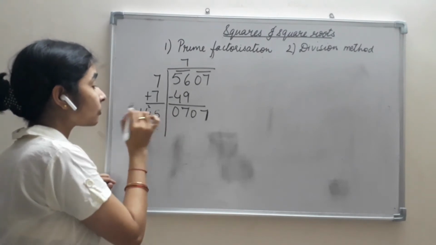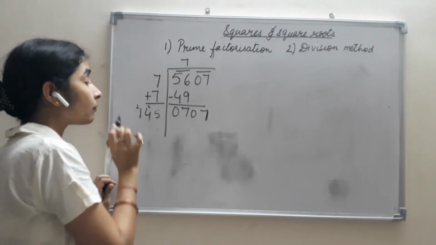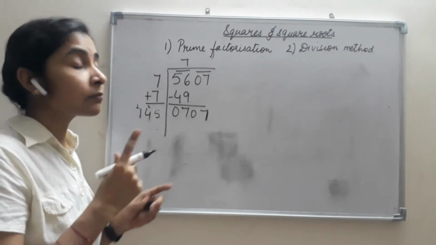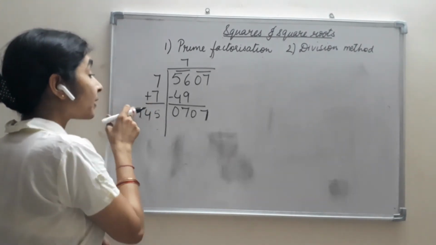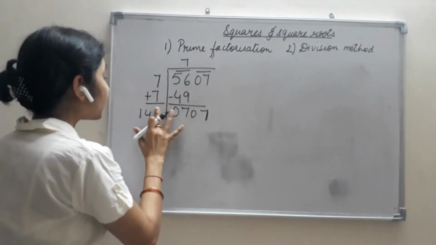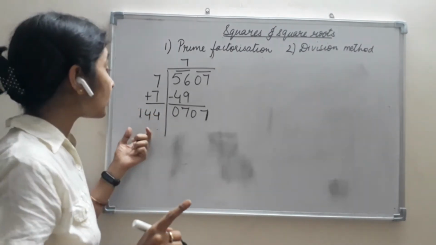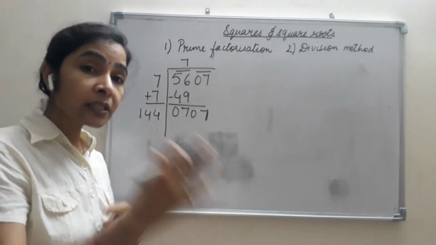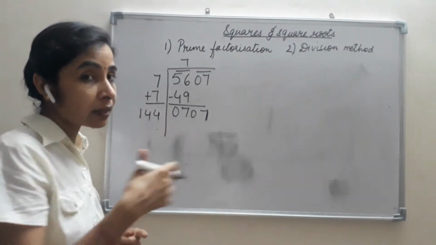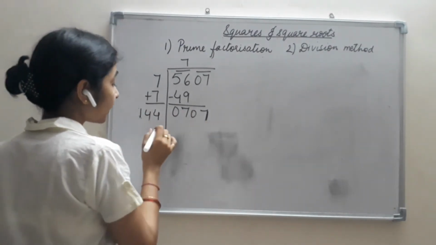Okay, 5 fours are 20, and 2 will be carried here, and 5 ones are 5 plus 2 will give me 7 in the 700s. But it will go more than 707. So I can multiply here only 4, not 5, because the number will go above 707 and we can't take a number which is above 707. So here I will multiply 4.